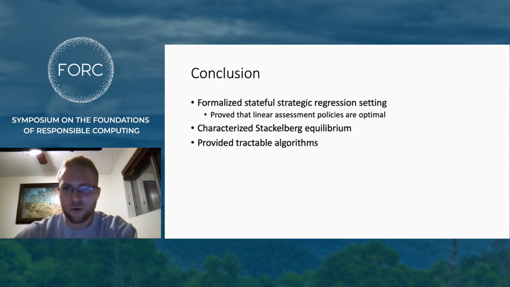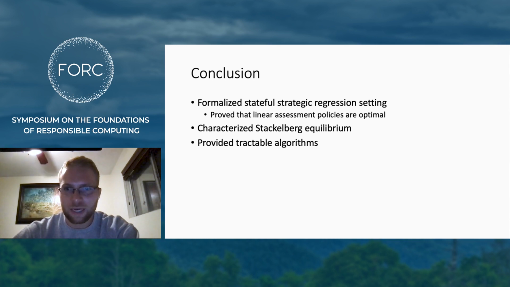So, in conclusion, we formalize the interaction between a principal and agent in the strategic regression setting, which plays out over multiple time steps. By considering multiple rounds of interaction, desirable effort profiles can be incentivized under a wider range of settings compared to models which only model strategic interactions in a one-shot manner. Under this setting, we characterize the game's Stackelberg equilibrium, and we provide tractable algorithms for computing both the principal and agent's optimal policies when the dynamics of the model are linear. We also show that linear assessment policies are optimal for incentivizing the agent to expend effort in certain desirable directions.